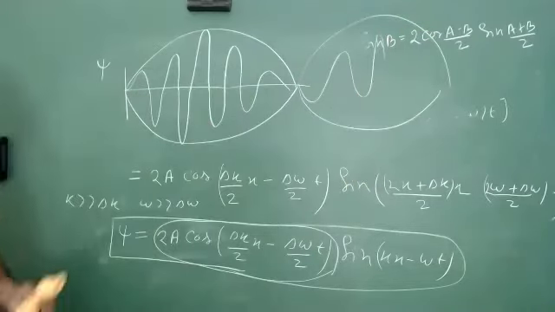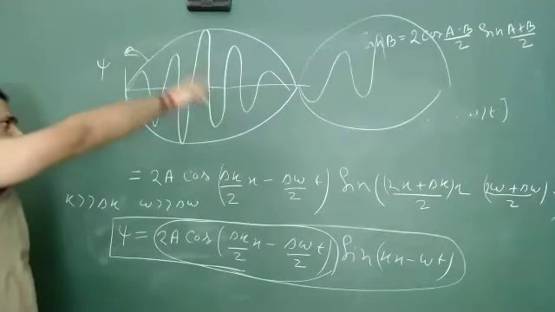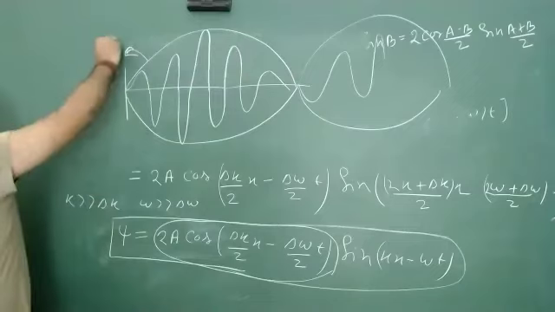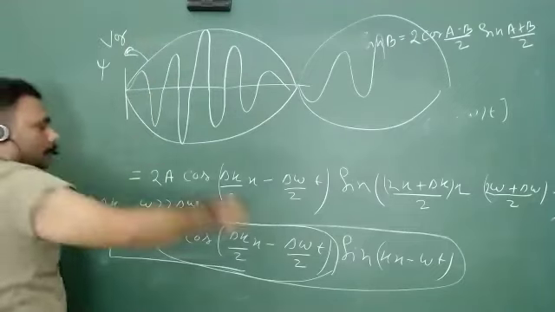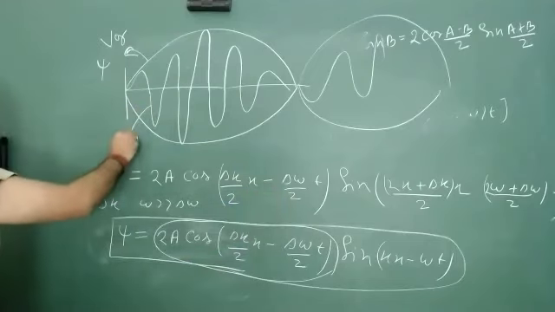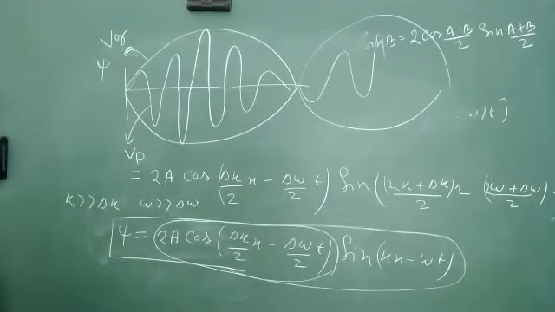So the variation of amplitude is also like a wave. This is known as group velocity, and inside this particular wave is the sine wave. This velocity is basically known as phase velocity.